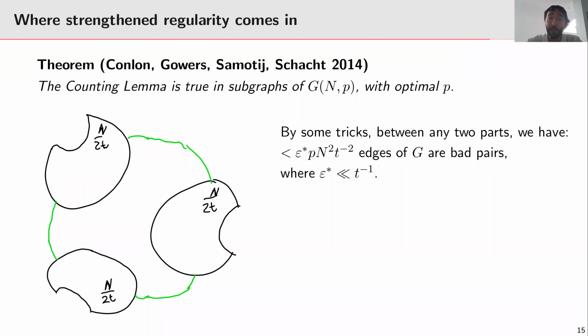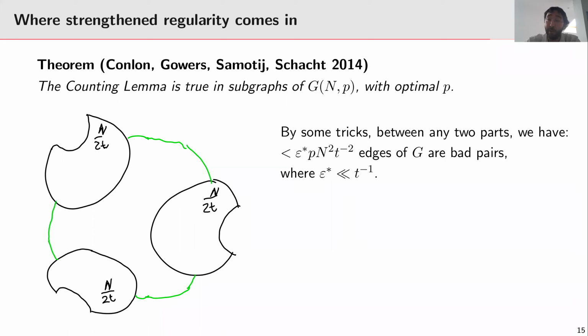Let me completely forget for now about the sparse regularity and strengthened regularity. Yeah, so if you went to sleep, this is the right time to wake up. What we get out of this is, by some tricks for using strengthened regularity, I will find between any two parts, and these parts have size, let's say, n over 2t, between any two of these, at most an epsilon star fraction of the edges here are bad pairs for this third one. I only showed the argument in one direction, but it was symmetric. It holds between any pair to the third one.